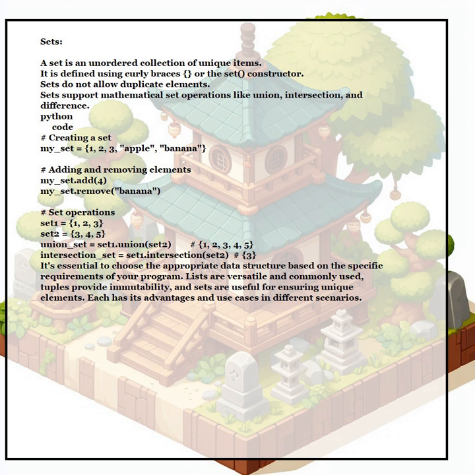# Set operations. set1 = {1, 2, 3}. set2 = {3, 4, 5}. union_set = set1.union(set2) # {1, 2, 3, 4, 5}. intersection_set = set1.intersection(set2) # {3}. It's essential to choose the appropriate data structure based on the specific requirements of your program.